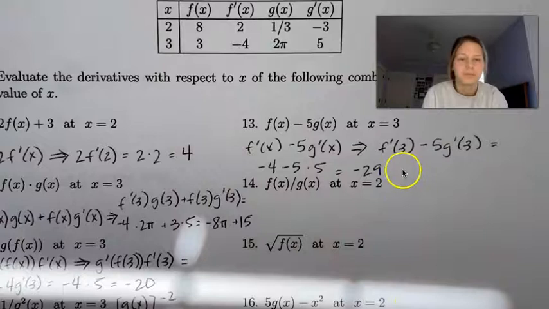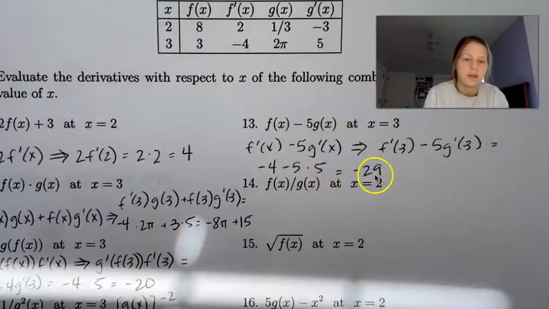So again, to get from here to here: f prime of 3, look at the table, f prime of 3 is -4, minus 5, you get that from the original, and then g prime of 3. So g prime of 3 is 5. So 5 times 5, and then you end up with -29 as your final answer.